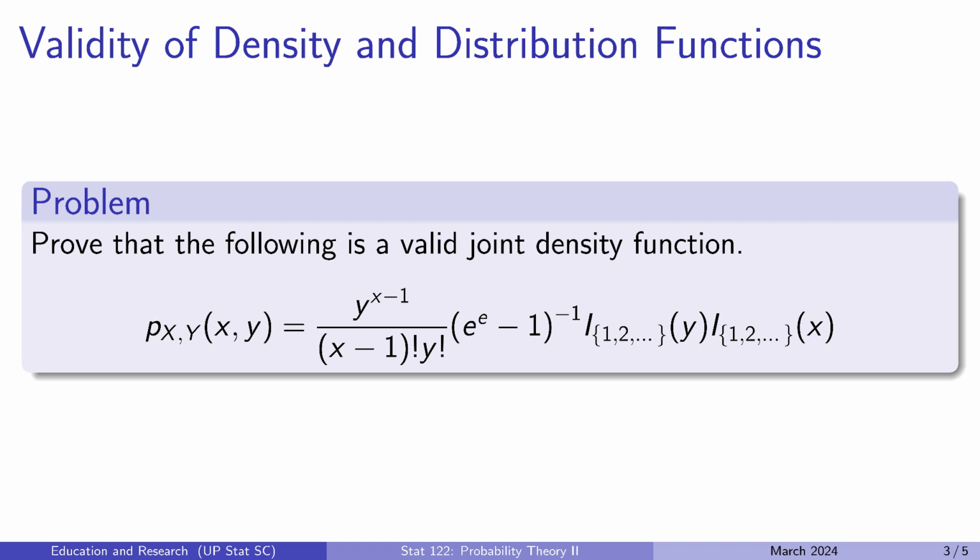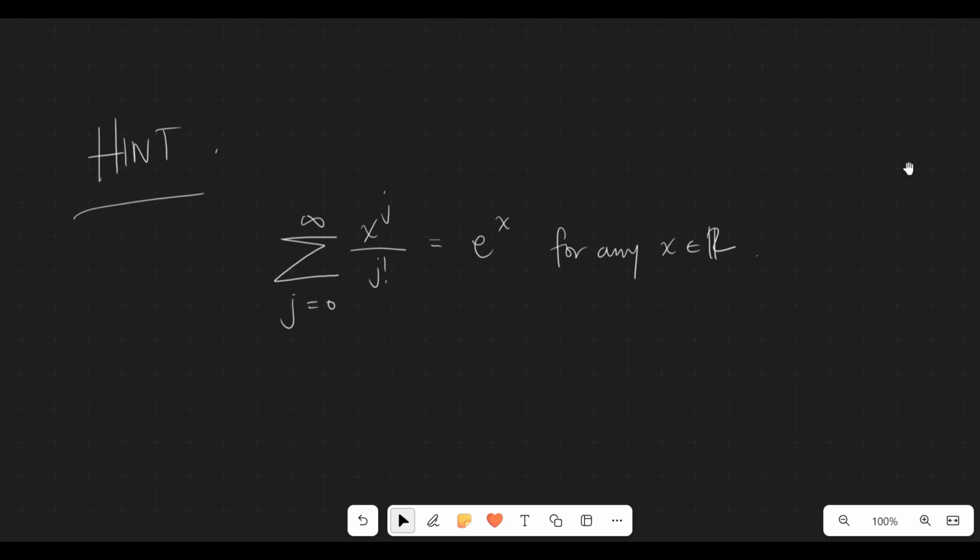Prove that the following function is a valid joint density function. So before we start our proof, let's consider this here. Let's take note that the Taylor series expansion of e to the x is simply the summation of x raised to j divided by j factorial, where j goes from 0 to infinity for any real number x.